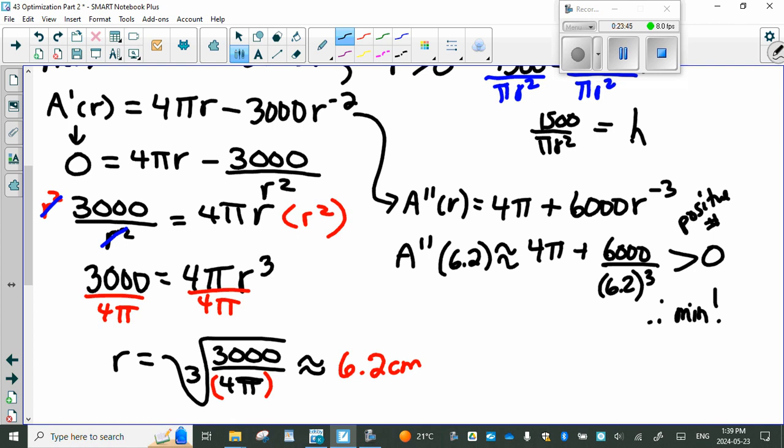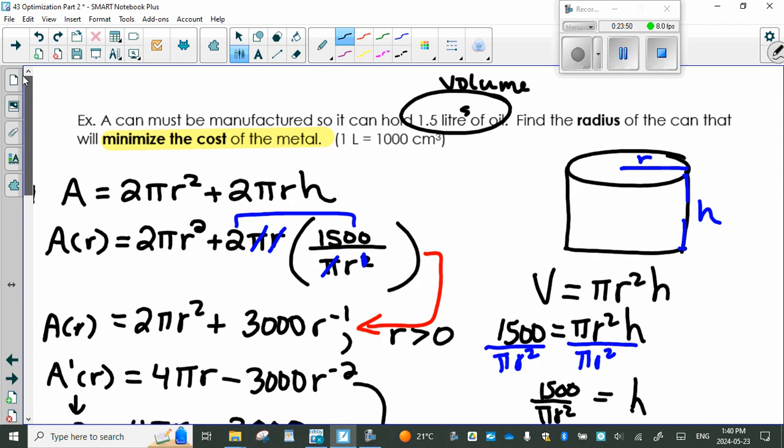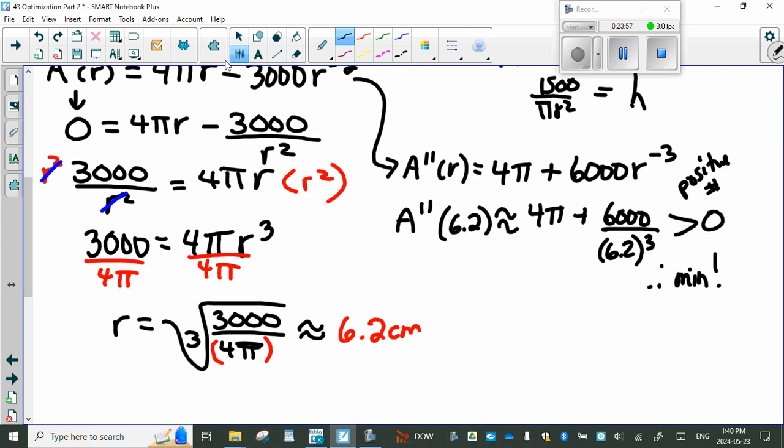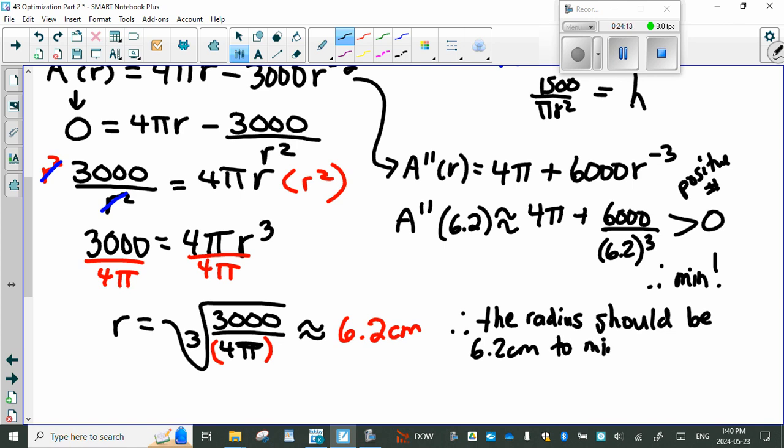Okay, then we go up, make sure we see what the question's actually asking us about. Find the radius of the can that will minimize the cost. So we've got that, we just need our therefore then. So therefore, the radius should be 6.2 centimeters to minimize the cost of the metal.